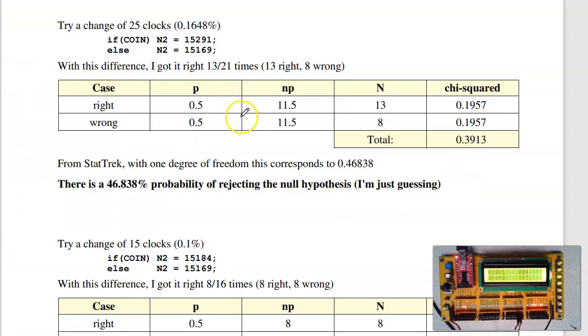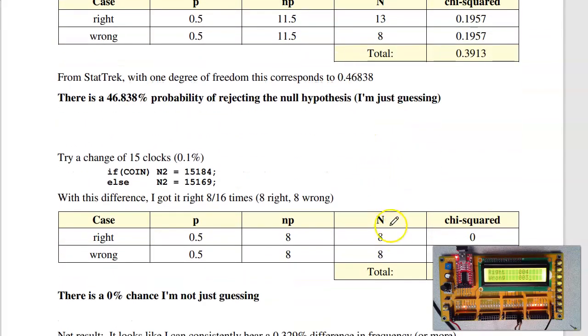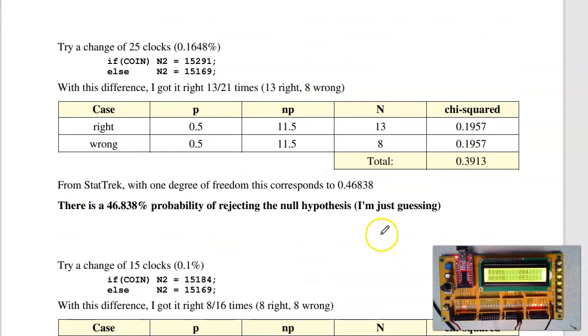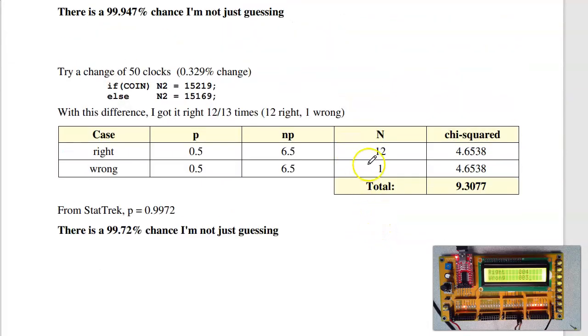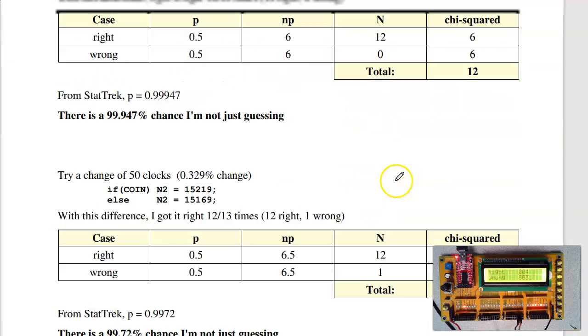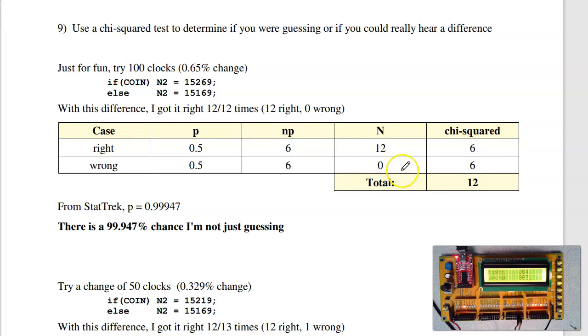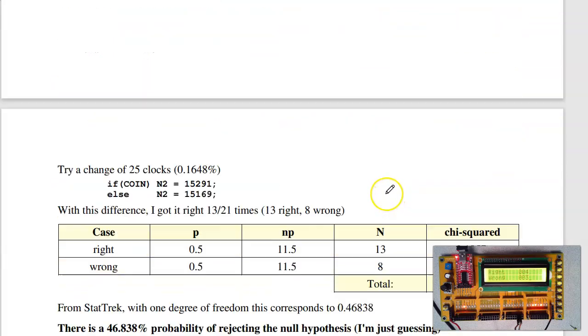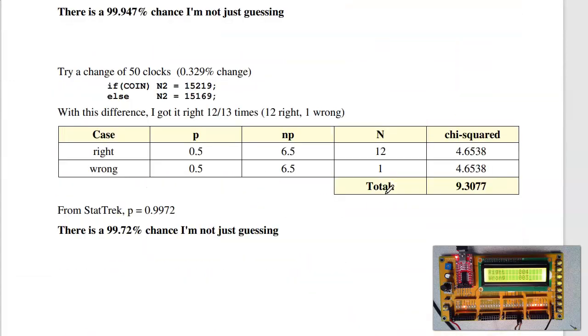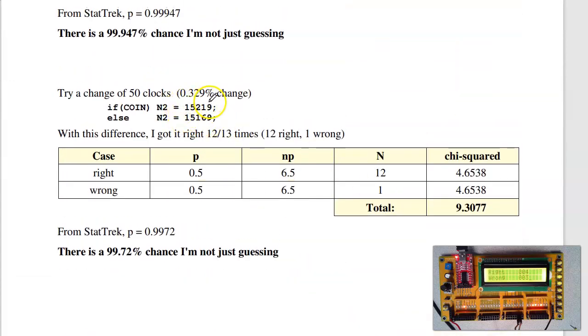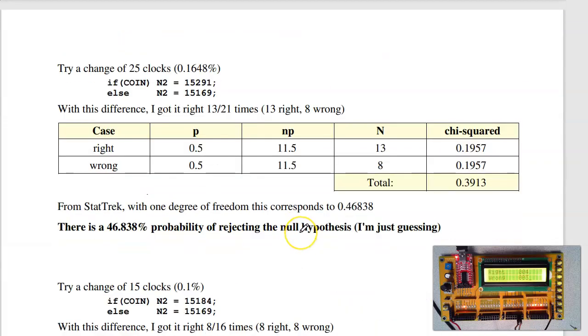So you can do kind of experiments. When I tried that, difference of 25 clocks, I was kind of guessing. 15 clocks, totally guessing. At 50 clocks, I could tell the difference. At 100 clocks, definitely tell the difference. So based upon this, I conclude that I can tell the difference of 0.3% or 50 clocks. Pretty certain, 99% certain. Below that, I'm pretty much just guessing.